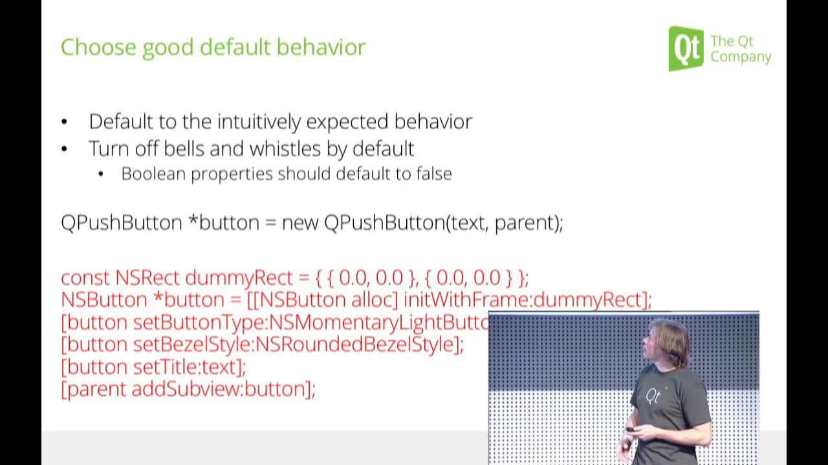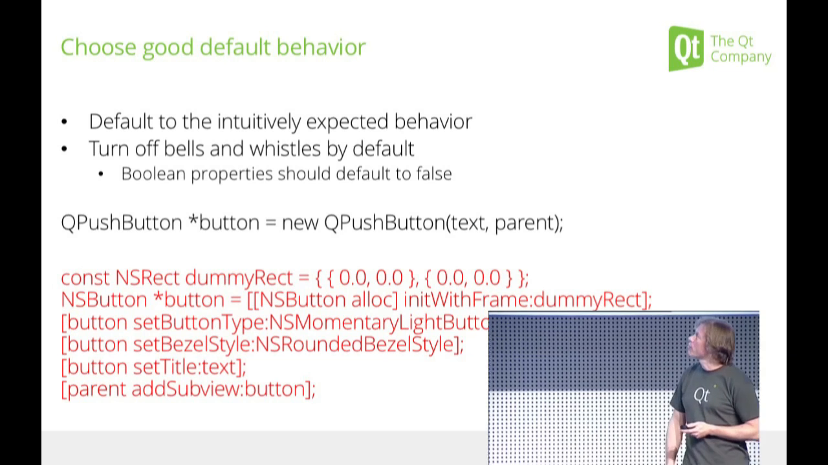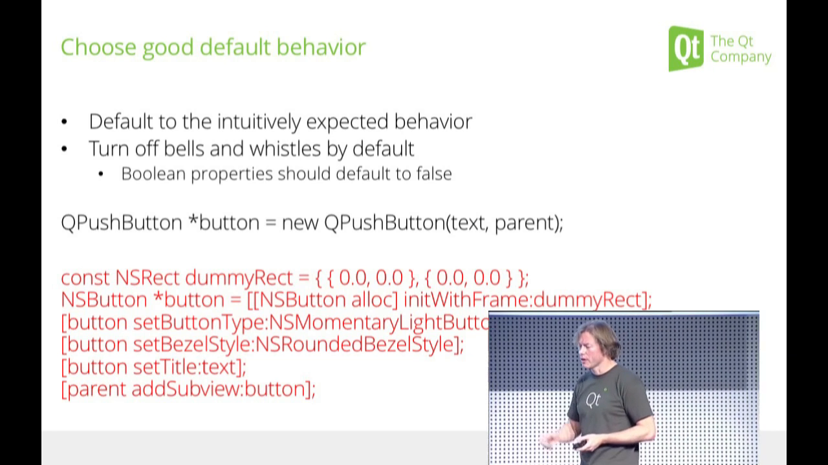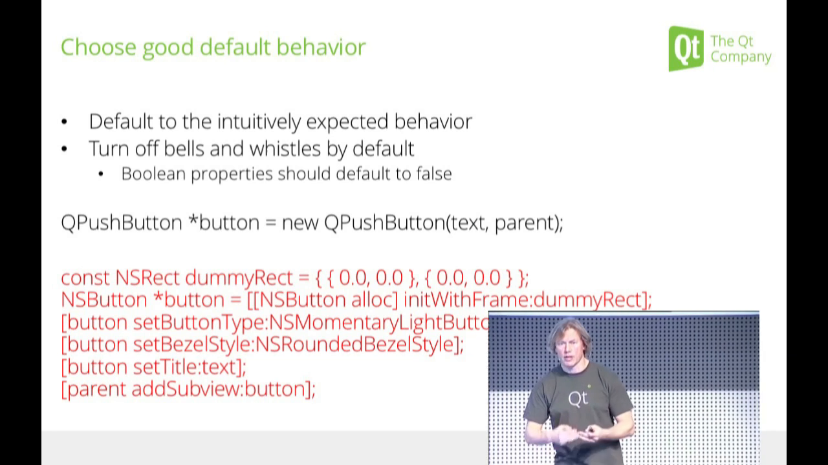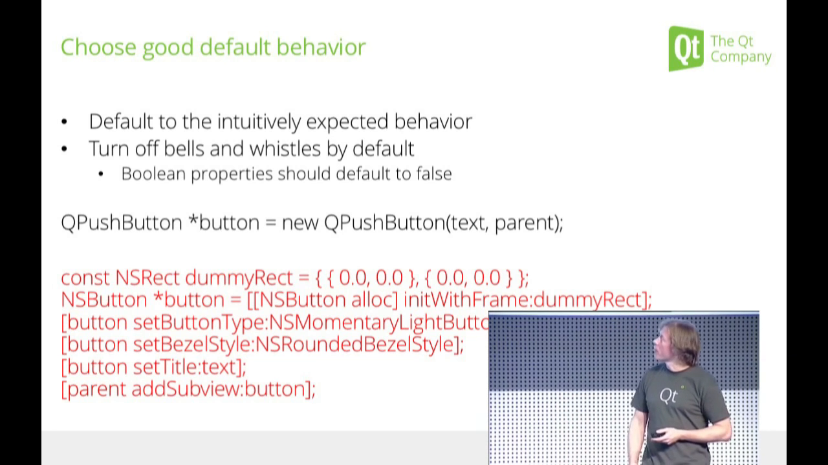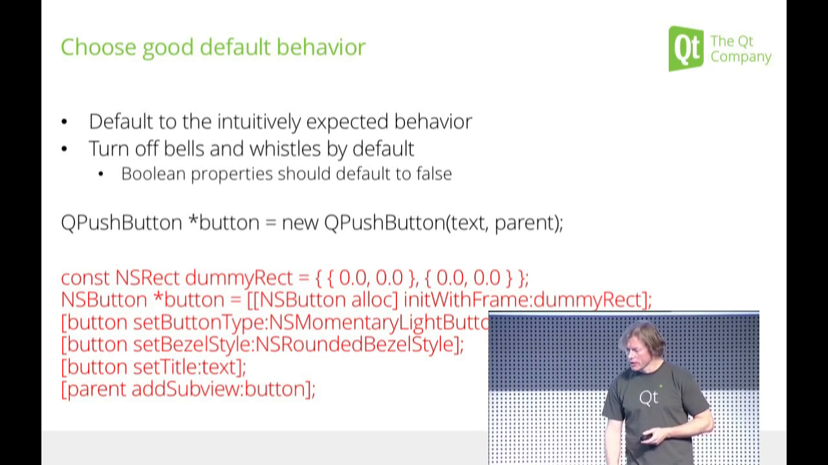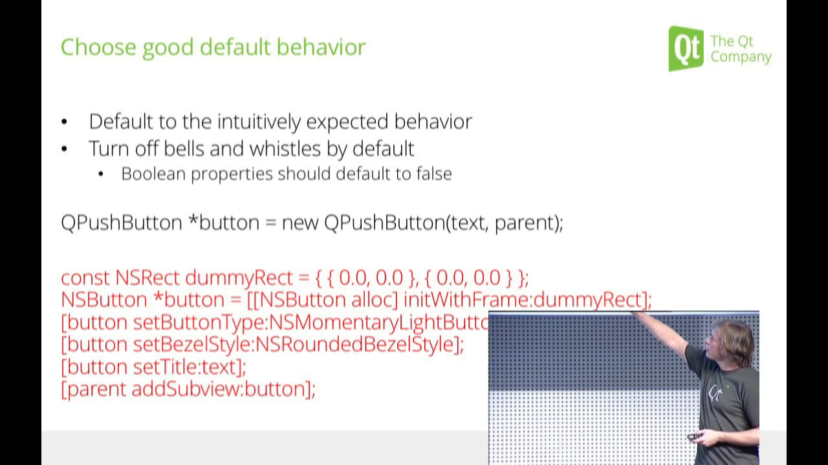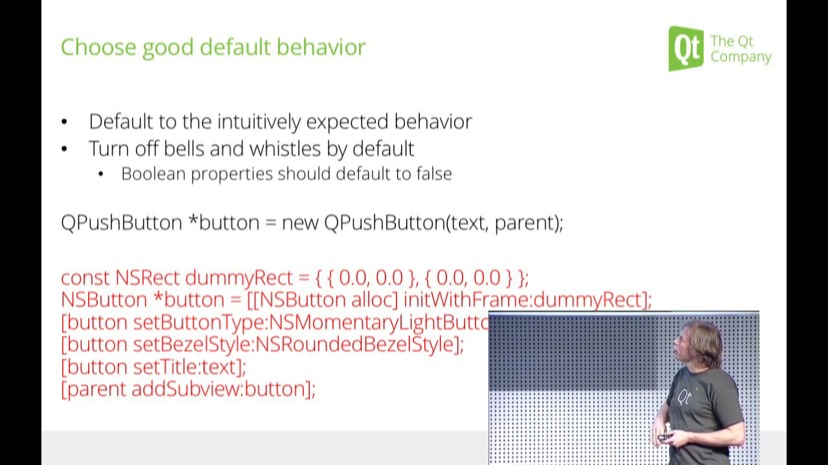An example here is comparing QPushButton, where we do a push button with a text. That's the text that the button will display, and a parent, which means that's where you embed it. And then the other API is from Cocoa. And there you see, one thing they do very well here is that it's also a property-based API.